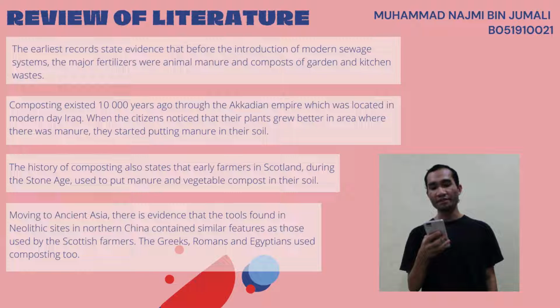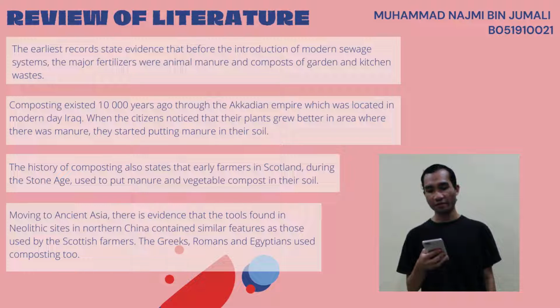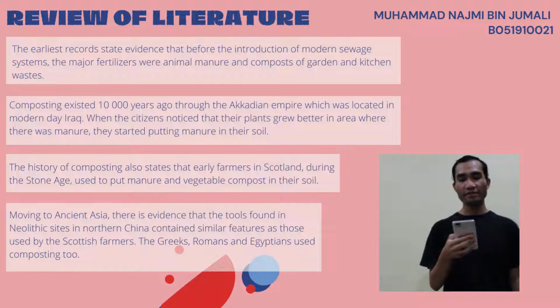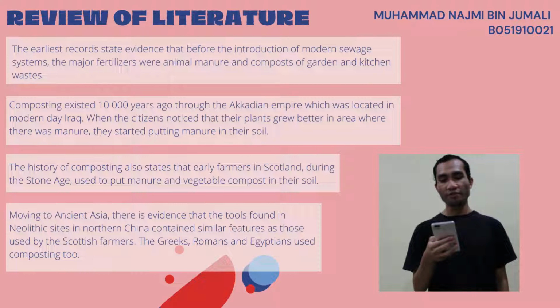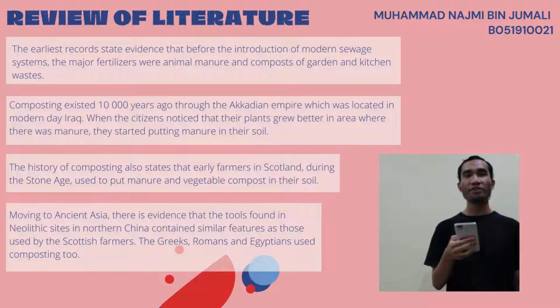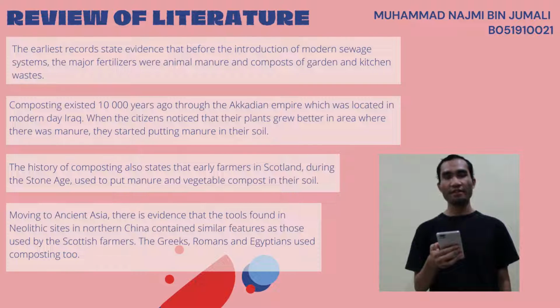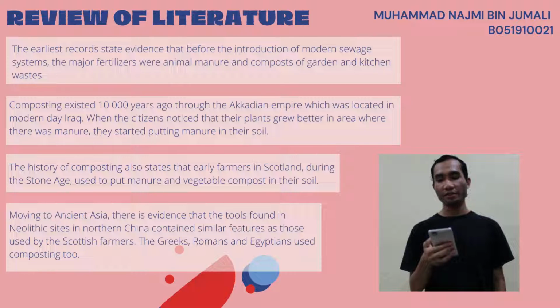Next, the earliest records show that before the introduction of modern sewage systems, the major fertilizers were animal manure and compost of garden and kitchen waste. Composting existed 10,000 years ago in the Akkadian Empire, located in modern-day Iraq. When the citizens noticed that their plants grew better where there was manure, they started putting manure in their soil. The history of composting also states that early farmers in Scotland during the Stone Age used to put manure and vegetable compost in their soil.